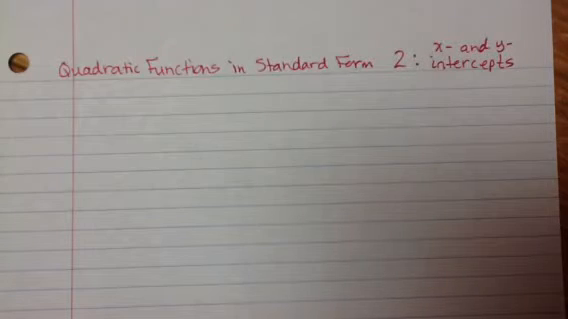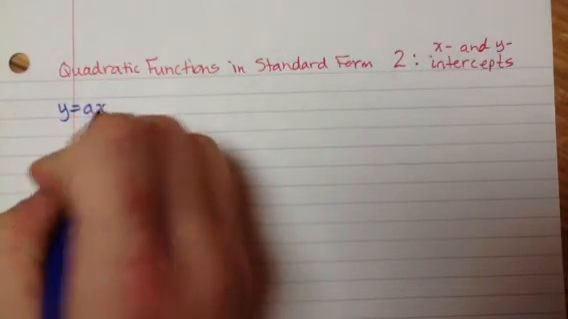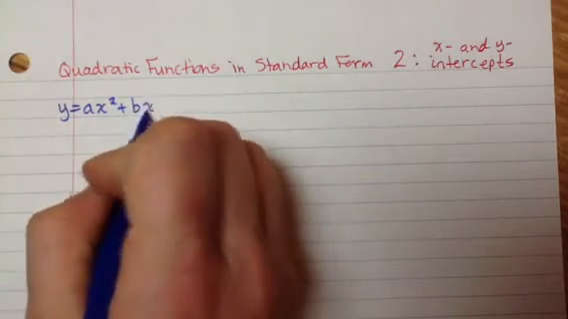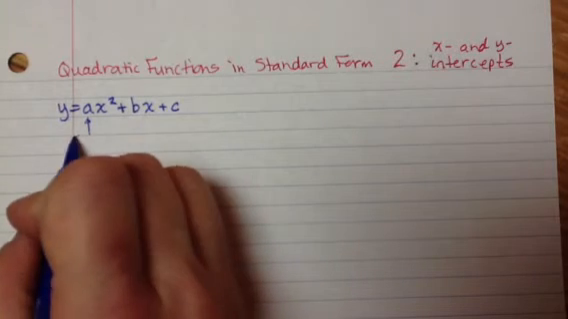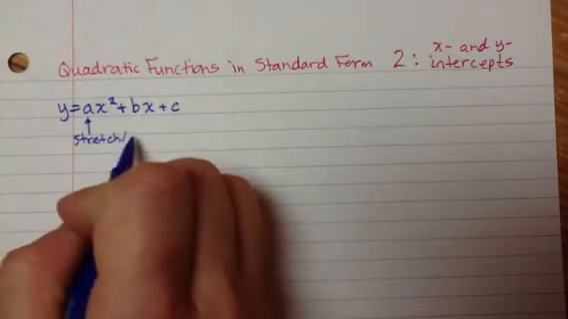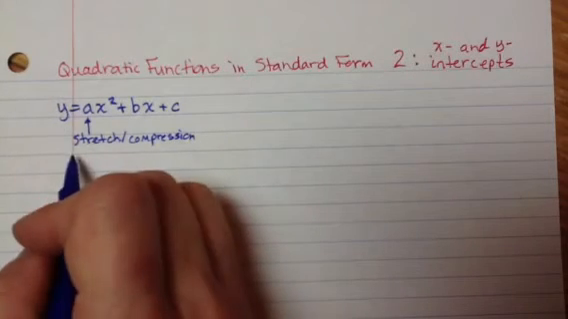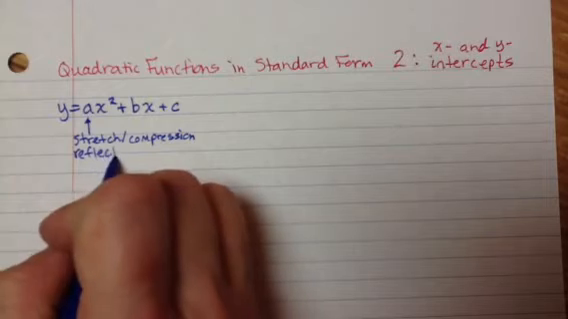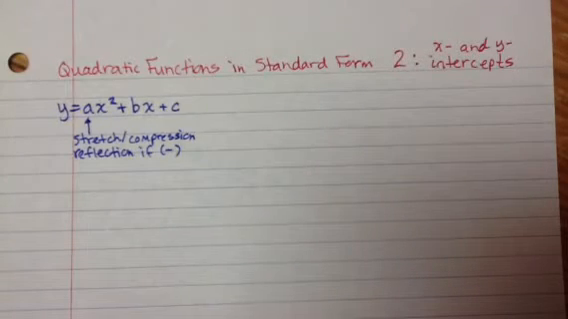Last time we talked about quadratic functions in standard form, and we talked about finding the vertex, and we also talked about how to use the a value to find whether there is a stretch or compression. And also we said that there was a reflection. It would open down if that value was negative. So this time we're going to talk about X-intercepts and Y-intercepts.